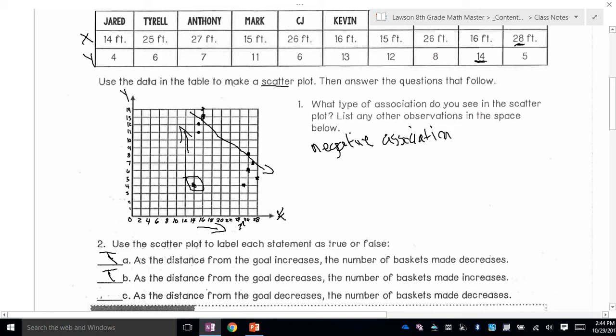Okay. C, as the distance from the goal decreases, the number of baskets made decreases. So what they're saying is, say the goal is over here at 0, 0. As I start walking closer to the goal, is the number of baskets that they're making decreasing or getting smaller? Absolutely not. It's getting larger. So we're going to put false. That would be a false statement. Very good.